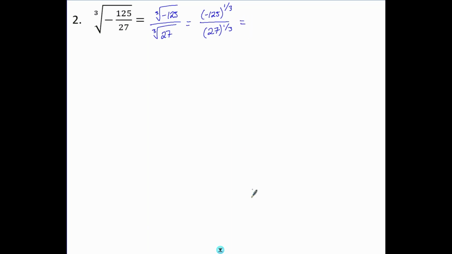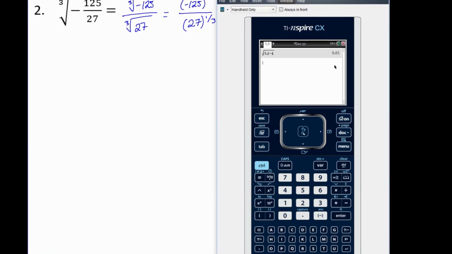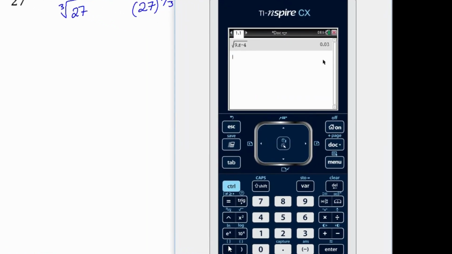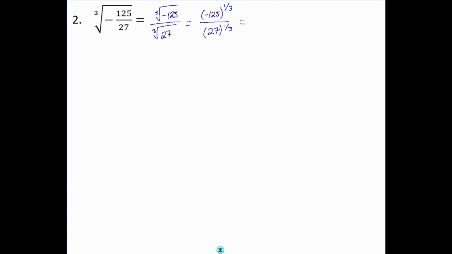So back to our calculator. Don't forget your parentheses on this one. The negative 125 to the power of 1/3. And notice how I get -5. We don't have a positive or negative because it's an odd root. So we get -5 in the numerator.